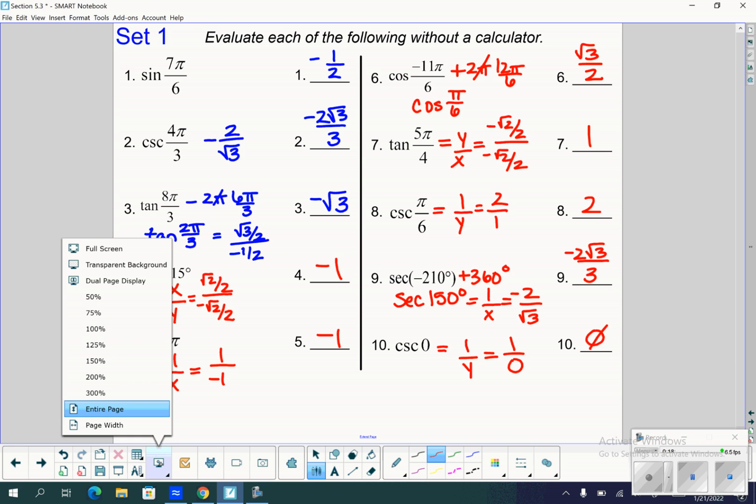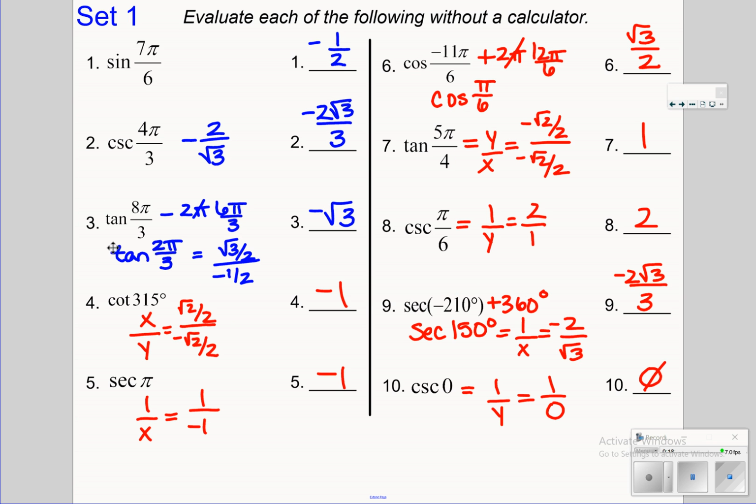All right, let's see how you did. I put the word for those. 10's tricky, it's undefined. Reciprocal of 0 is undefined. What questions do you have before we do a few more practice problems?